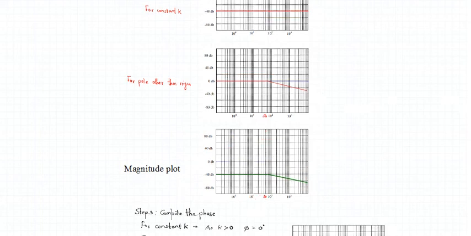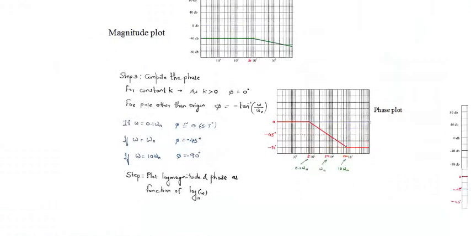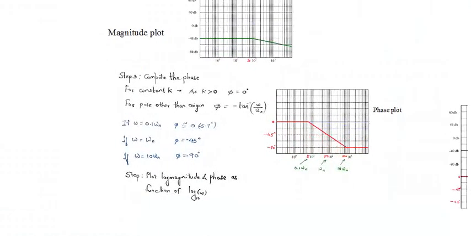Once we complete the magnitude plot, we now move to step number 3. What is step number 3? It is to find the phase, or to do the phase plot. To do the phase plot, we need to find the phase of both the components present in our given transfer function. As just discussed, our given transfer function has constant k, as well as a pole other than at origin. When we have a constant gain k, what is the phase of the system? Phase of the system is 0. So when we have constant gain, the phase of the system is 0.